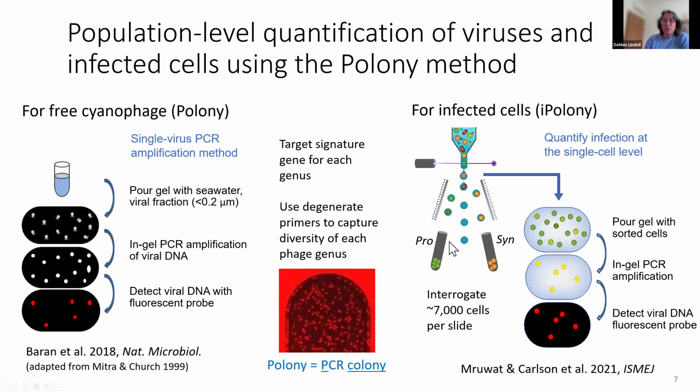To look at infection specifically of Prochlorococcus and Synechococcus, though, we first sort the cells using a flow cytometer based on their pigment content. So we sort Prochlorococcus and Synechococcus into separate tubes and then embed them into a gel solid phase PCR separately. And then we do the amplification for viral DNA so that we're detecting viral DNA inside cells. And we do this at a high number of cells, so we can go down to very low levels and still have statistical robustness.